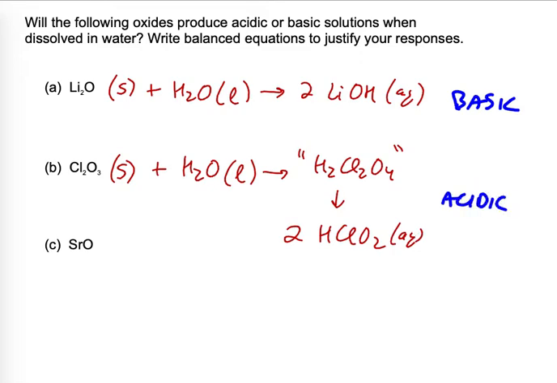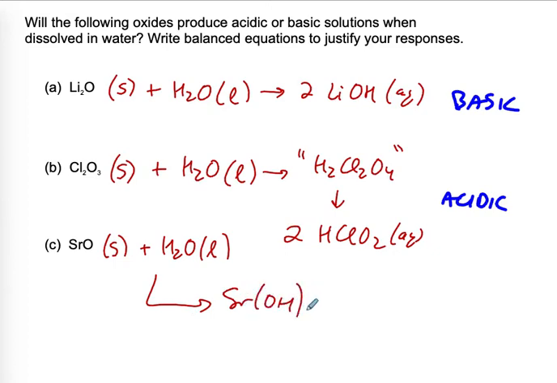For our final example, we'll take strontium oxide, which as a metallic oxide clearly will form a basic solution. I'll show that reacting with water, and then down here because I've run out of space. Simply aqueous strontium hydroxide, which is basic.